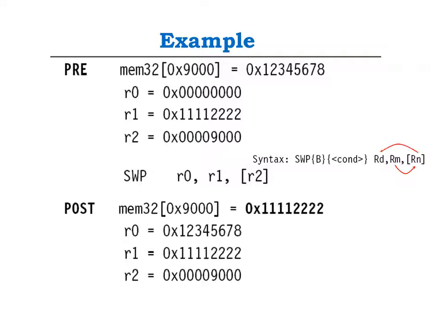Now what happens when this instruction is executed? In the memory location, whatever 1, 2, 3, 4, 5, 6, 7, 8 is there, that data is copied into the register R0, and the data which you want to copy into that memory location, that is there in R1, is transferred into the memory location pointed to by R2. So this is how the SWP instruction is used.